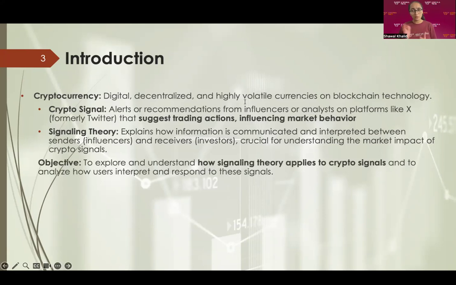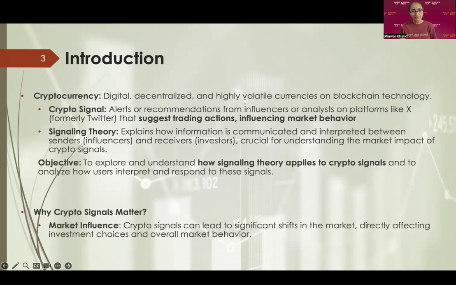So what is the main objective of our study? Our goal is to explore and understand how signaling theory applies to crypto signals and to analyze how users interpret the signals on X. But why do crypto signals matter? So crypto signals actually matter because they can lead to significant market shifts in prices. They're responsible for market influence and can directly affect the investment choices of people.